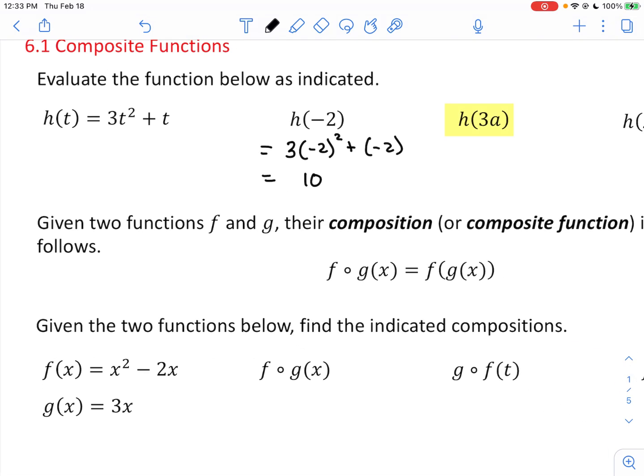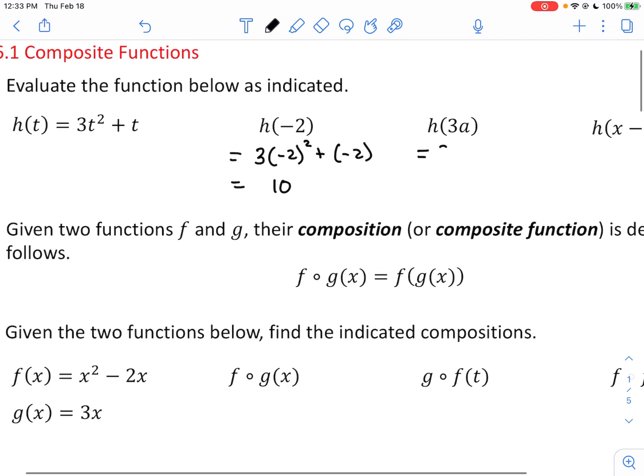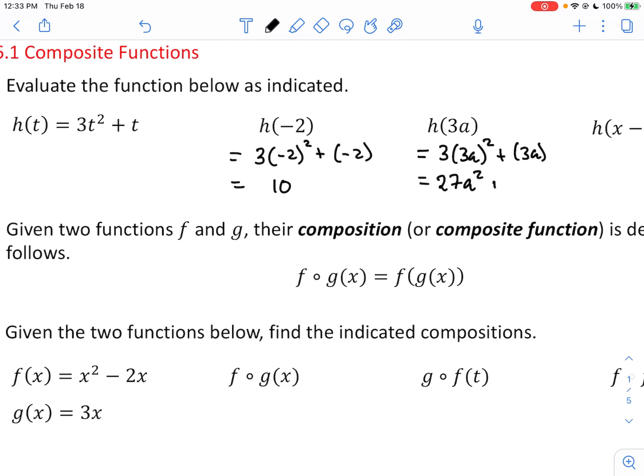H of 3a. So if we change this t right here to 3a, then we change both these t's to 3a to use the rule. So h of 3a will be 3 times 3a squared plus 3a. And that's going to give me 3a times 3a is 9a squared, but then times the other 3, so we have 27a squared plus 3a. And we could factor this, but I'm not going to.